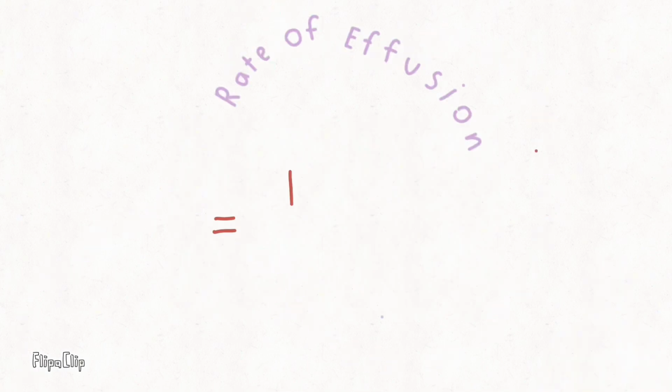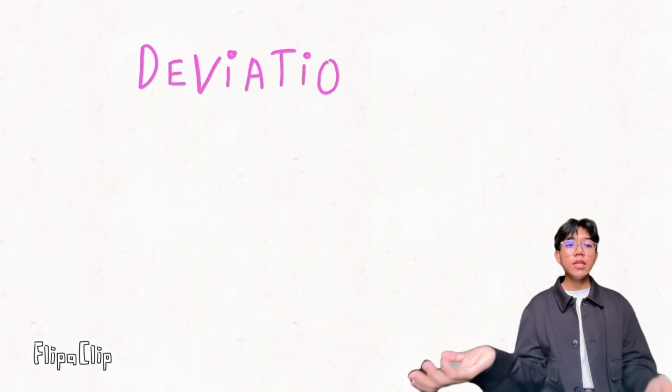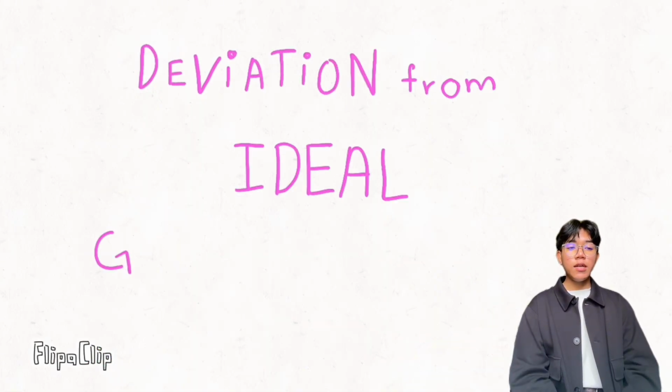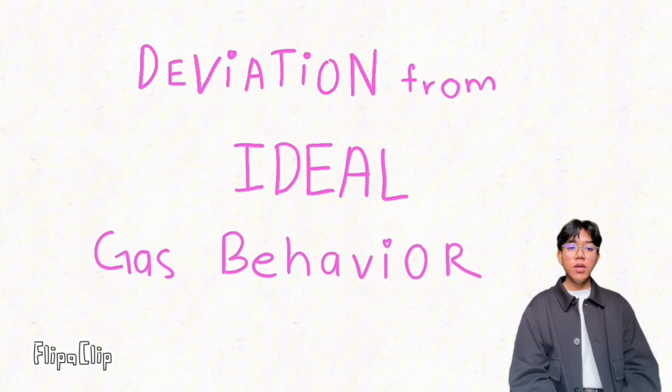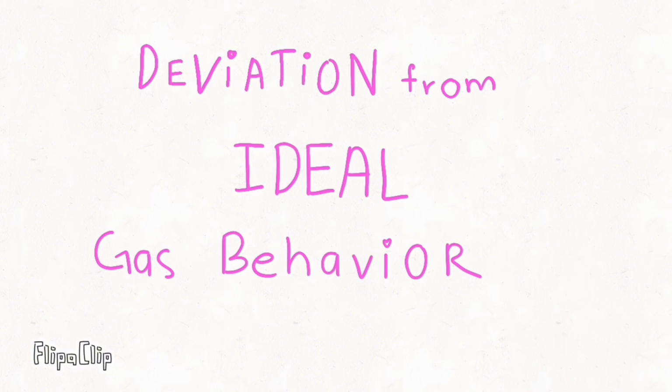Here's the formula to calculate the rate of effusion. Deviation from ideal gas behavior. As we know, an ideal gas has no volume, and also the space between gas particles is bigger than the size of the particles.